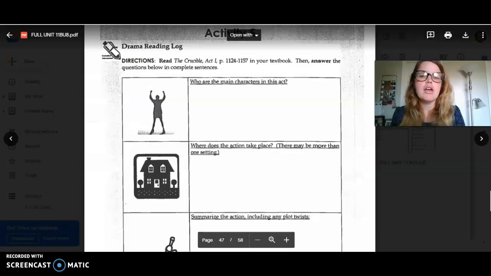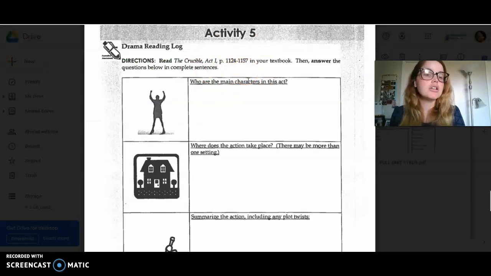So first things first, who are the main characters in this act? Is Abby in this act? Is Proctor in this act? Is Reverend Paris in this act? Who all is in this act? Write them here. Just the main characters. If there's, I don't know, Goody Smith or somebody random in there, don't write them down. They're not main characters. Write characters that you see reoccurring.